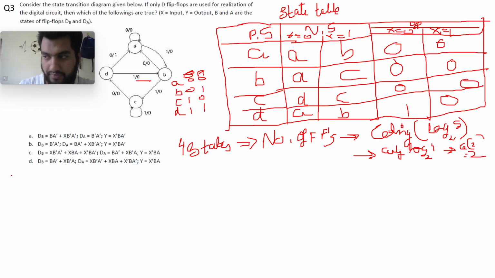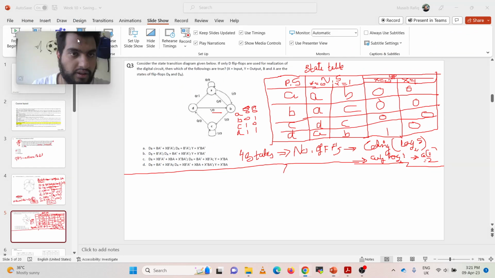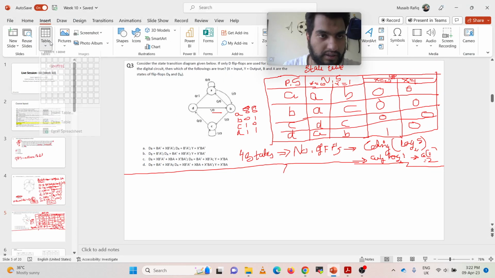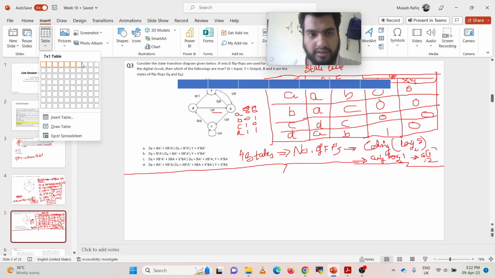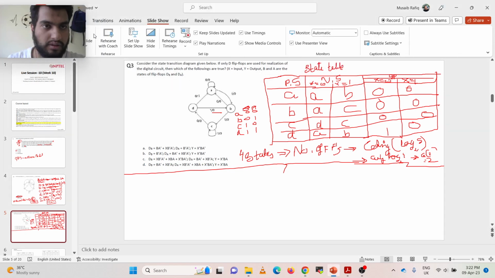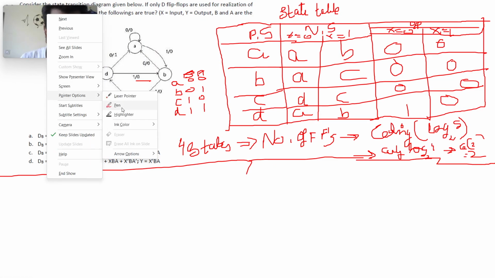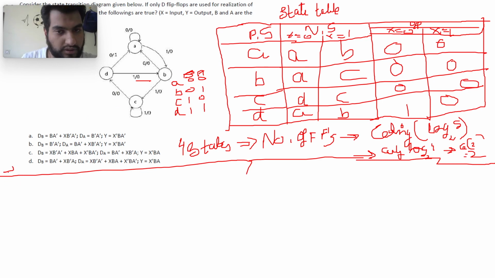So let me just draw another table. It's better to create a table, that's better. So let me just insert a table. So here I'll just write input. So this is my input, that is X, so it can be 0, 0, 0, 0, 1, 1, 1, 1.